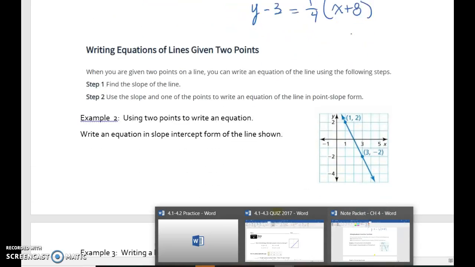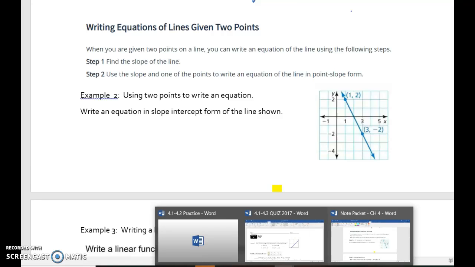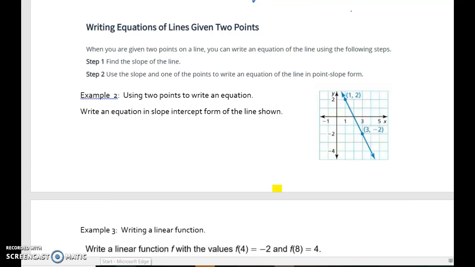Okay, so let's take a look at this example right here in writing equations of lines given 2 points. Okay, so this is partly reviewed from yesterday. Remember, when you're given 2 points on a line, you can write the equation of the line using the following steps. So step 1 is going to be to find the slope of the line. And then in step 2, we're going to use the slope and one of the points to write the equation of the line in point slope form.